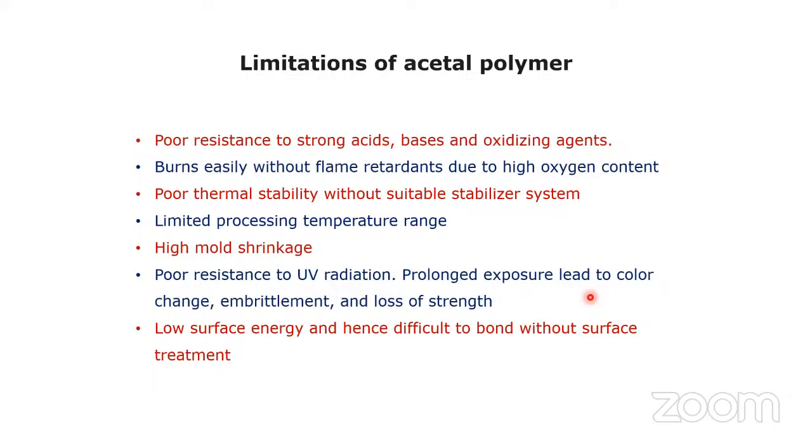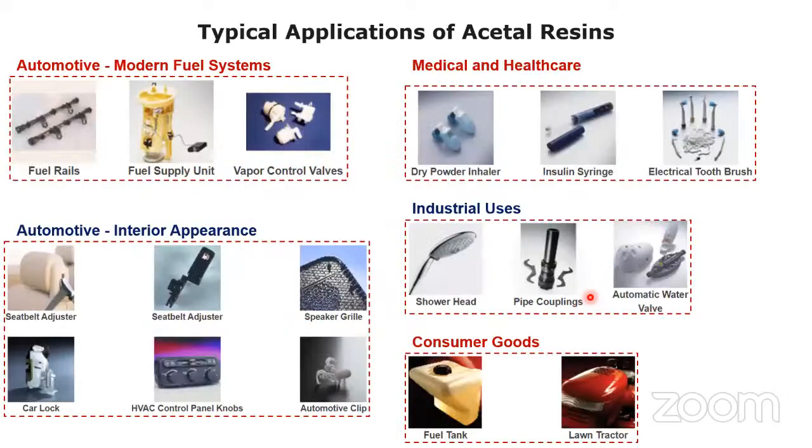It has a limited processing temperature range, as we have seen before. In the case of injection molding, only one range is there. Then high mold shrinkage, then poor resistance to UV radiation, where prolonged exposure leads to color change, embrittlement and loss of strength. It also has low surface energy, and hence is difficult to bond without surface treatments.